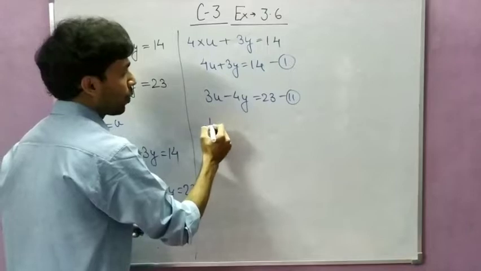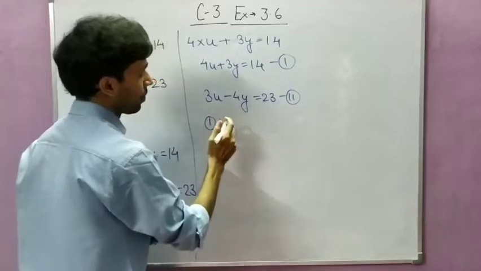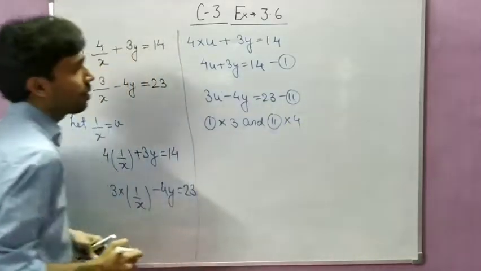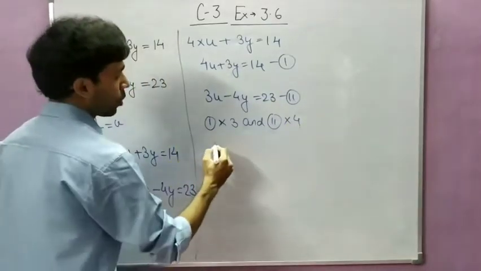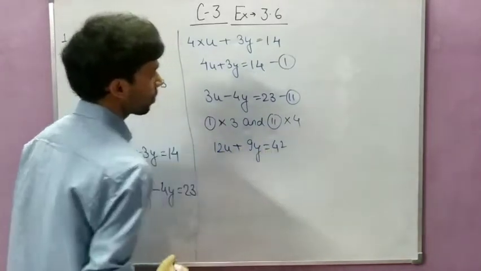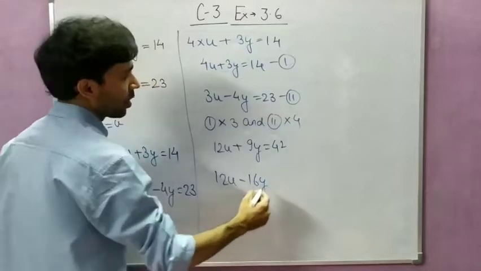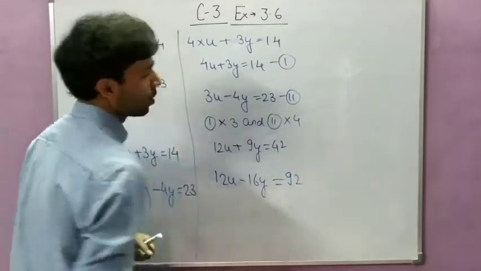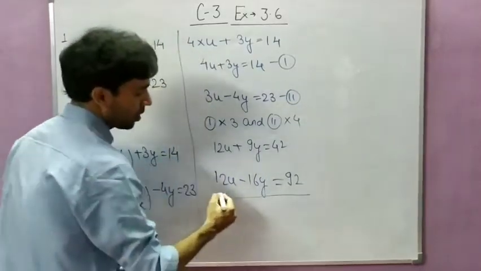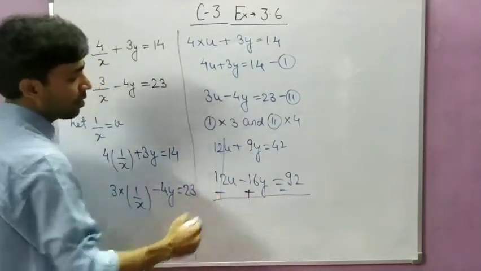So I am going to multiply equation 1 by 3 and equation 2 by 4. The first equation will become 12u plus 9y equal to 42, and the second equation will become 12u minus 16y equal to 92. Now because both u terms have the same sign, we can subtract. So it will become minus, plus, minus. So the u terms will be cancelled.